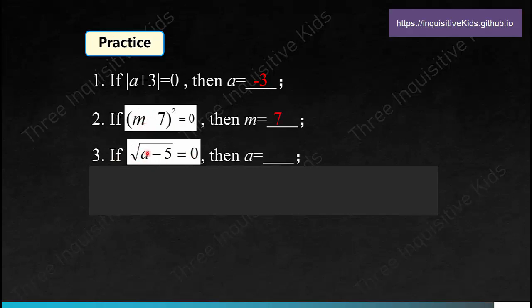3. If the square root of a minus 5 is equal to 0, then a equals what? Well, square roots, the same as the two problems above it, have to be greater or equal to 0. And in this case, it is equal to 0, which means that a has to equal 5.